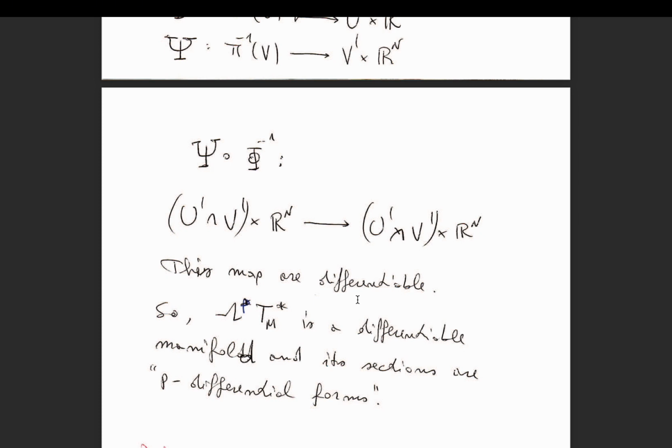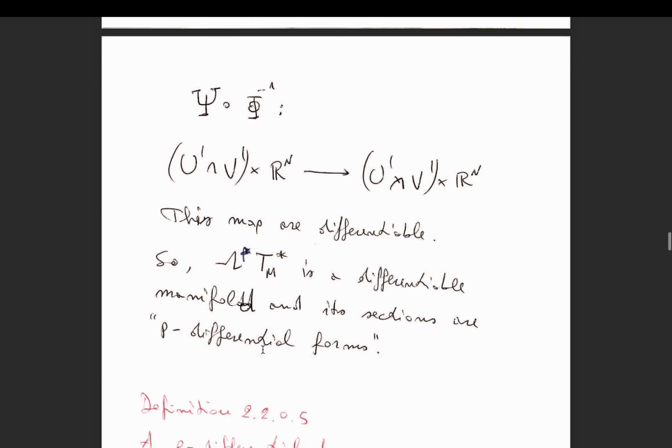One can show that those are differentiable functions. So the fiber bundle Lambda p of T star M is a fiber bundle which is a differentiable manifold, and all the smooth sections of this fiber bundle are called p-differential forms. The set of p-differential forms will be indicated with Lambda p of M. The p-differential forms of M. Natural definition.